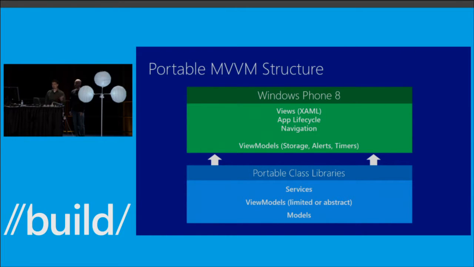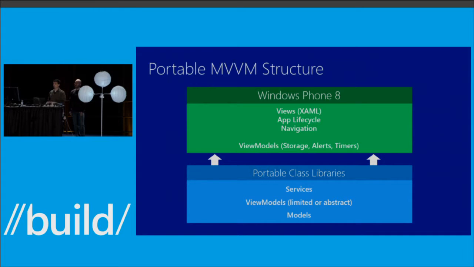Our portable class libraries are going to hold things like our service calls out to get data and pull it back in. View models, I say have limited or abstract here because there are maybe some things that we want to do inside of our view models that we can't effectively do inside of a portable class library. But then again, our models, we talked about that, just those dumb models. Portable class library is a perfect place for that.